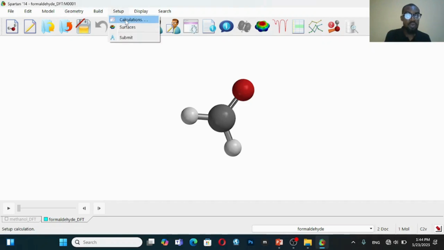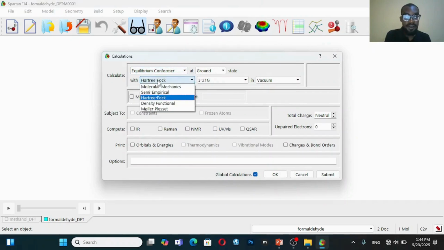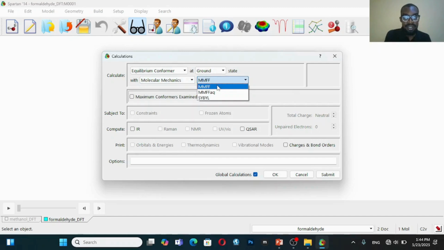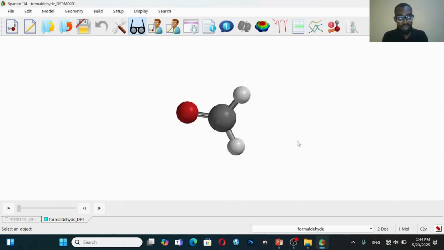We're going to be doing the same for formaldehyde. So simply go to setup once more, go to calculations, equilibrium conformer, molecular mechanics, this, and then you can always vary this number. If you want it to be just 1000, to search from 1000 conformers, or 100, depending on what you're working with. Good. So it's completed. Beautiful. So the first thing we did was that we carried out what? Optimization to obtain the lowest energy conformer.